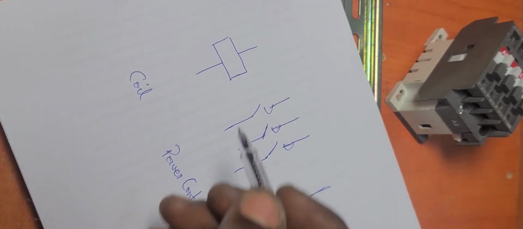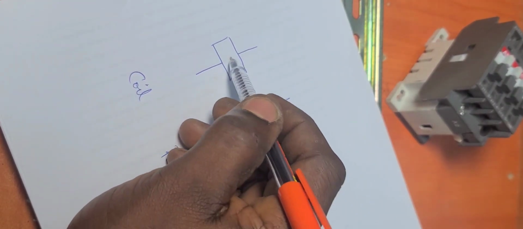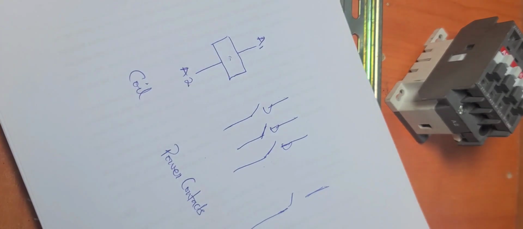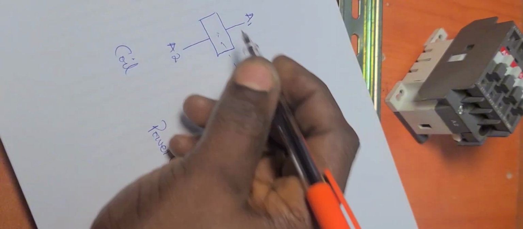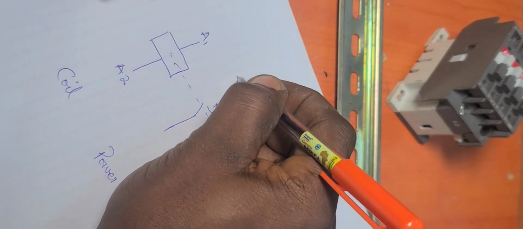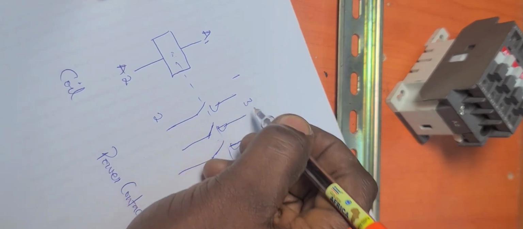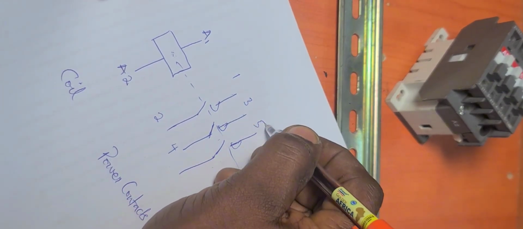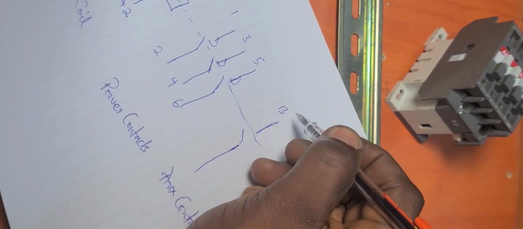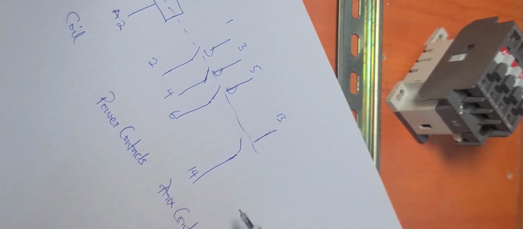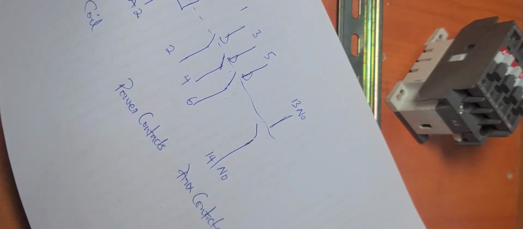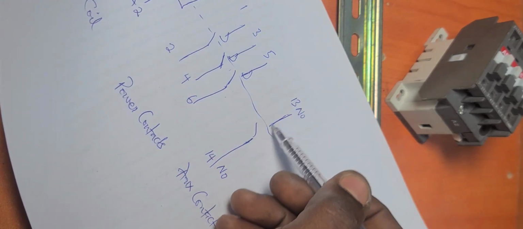Now, how is it labeled? This side, this is the coil, is labeled A1 and A2. And of course you have this dotted line, which tells you that it is this coil that operates these ones. So now this is also labeled 1, 2, 3, 4, 5, 6, and then of course on this side we have 1, 3, and down here we have 1, 4. This one is our normally open, and this is our normally open. All right, so this is the auxiliary contact. You are going to see it written like this.